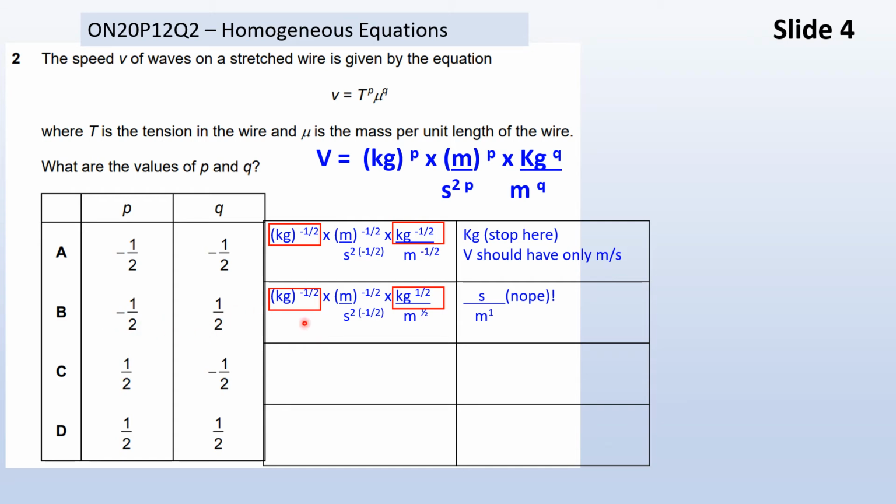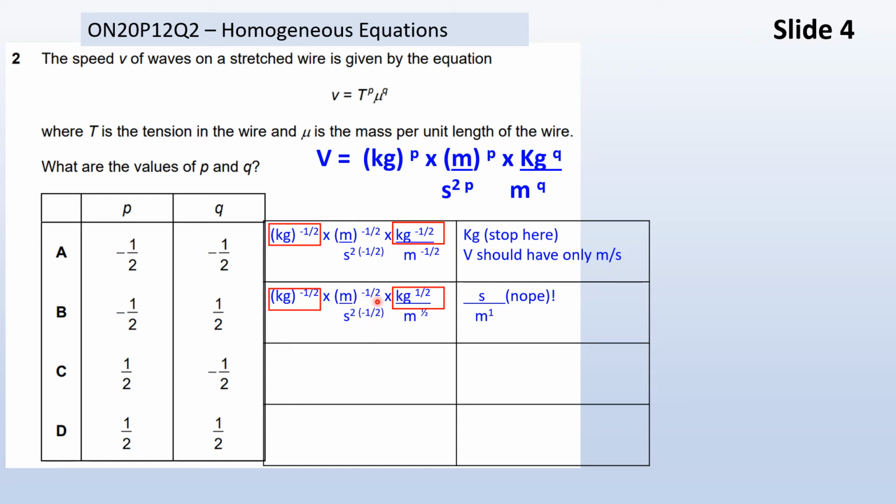Okay, option B. So now I'm going to replace the values of the exponents P and Q with minus half and positive half. And then what I have, let me look at kilograms first. Okay, so this kilogram is positive and this is negative, which means that this will stay on the numerator and these go to the denominator, so they cancel each other. Great sign, because kilograms is not in velocity units. Now let me take a look at meter and second.